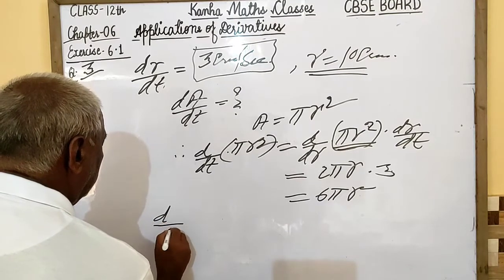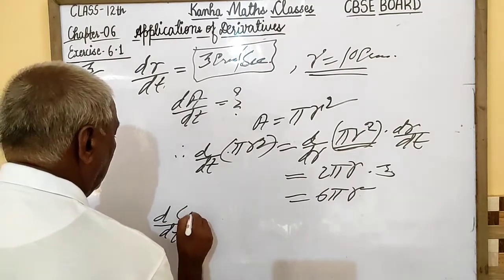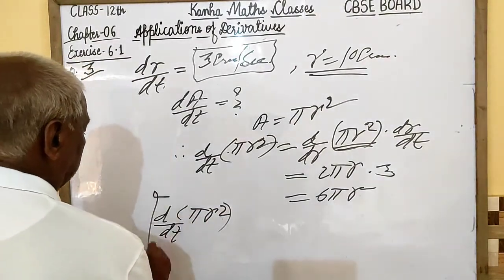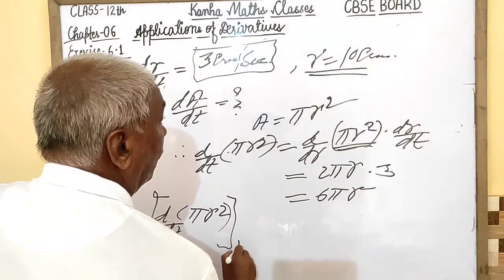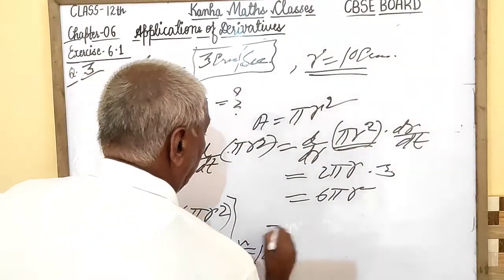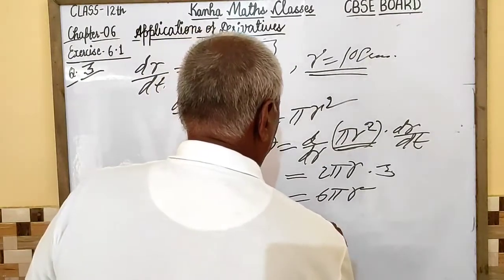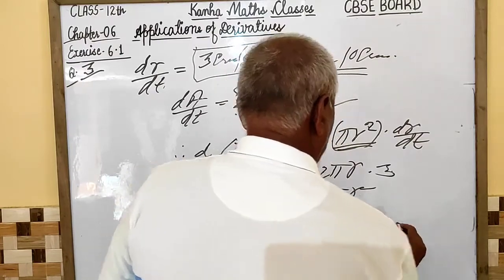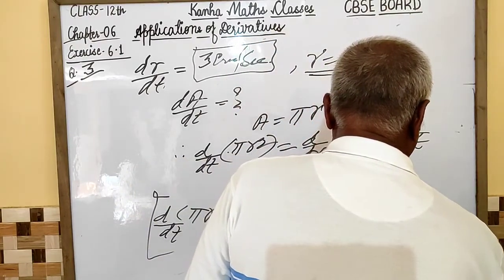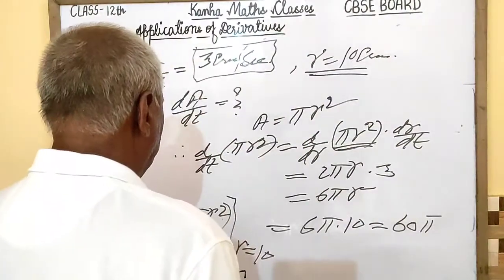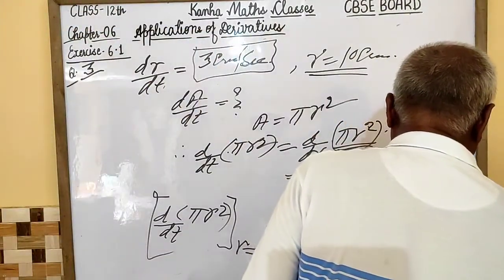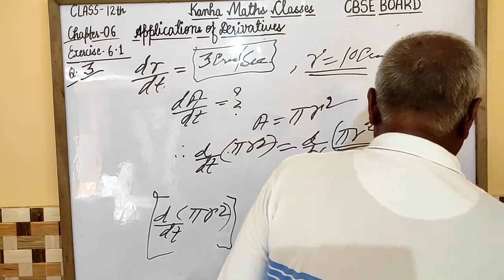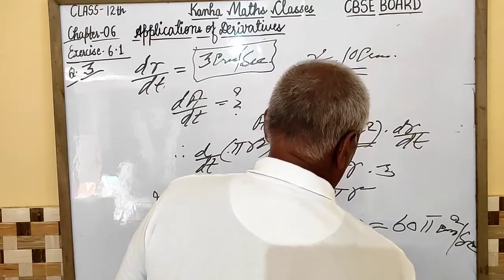Now d dt of pi r square, when r equal to 10, will be equal to 6 pi into 10, that is 60 pi, and what will be units? Centimeter square per second. This will be the requisite answer of this question.